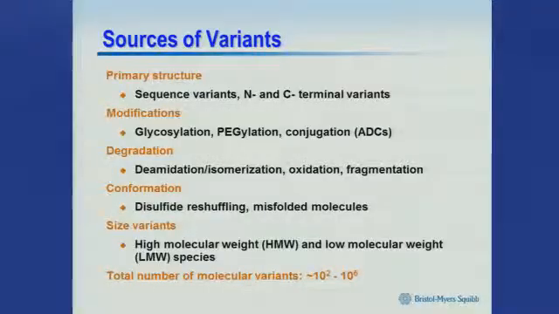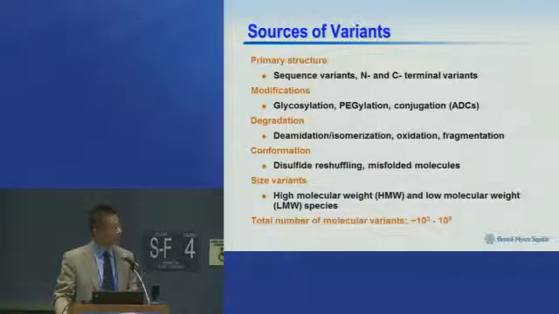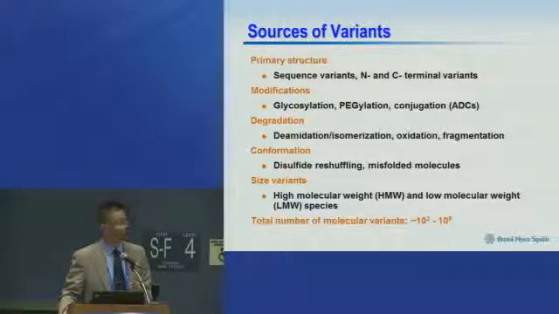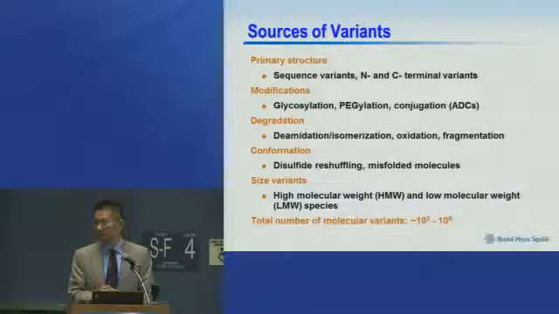So where do those molecular variants come from? Well, if you look at the primary structure, we have variations, right? You guys already talked about it a few times. Glycosylation is one form of post-translational modification. In addition to that, the molecule will change over time. So deamidation, oxidation, isomerization, for example, are the major degradation pathways you need to pay attention to. In addition to that, fragmentation is another thing that almost always decreases the molecule's activity, right? And disulfide reshuffling, misfolded molecules, high molecular weight, low molecular weight species are all parameters we need to pay attention to.